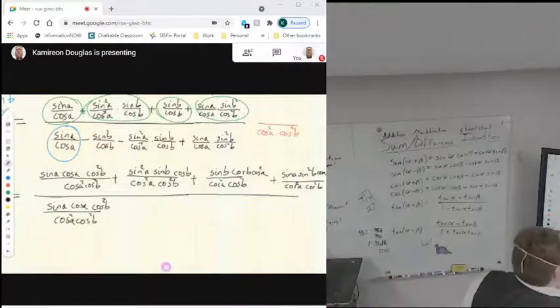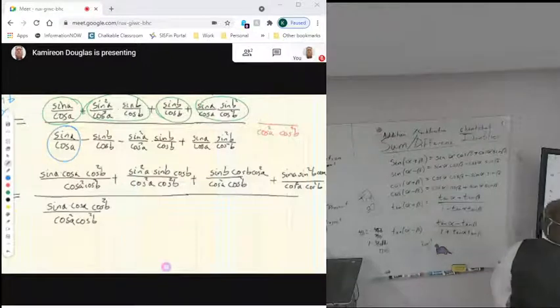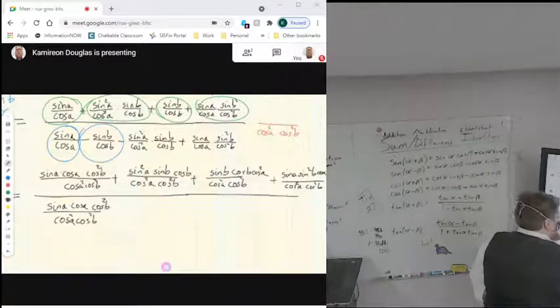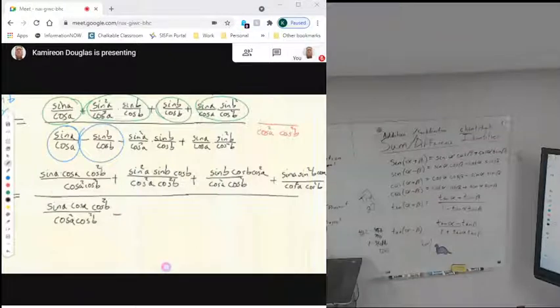Plus. Now done. Oh, sorry. Minus. Sine b over cosine b. It is missing, once again, three things.